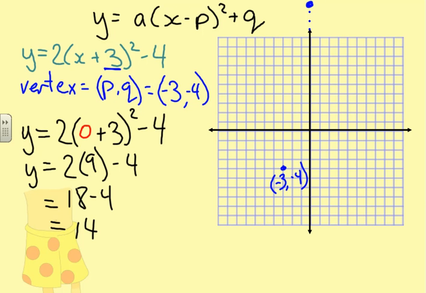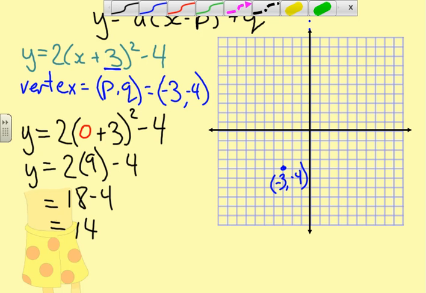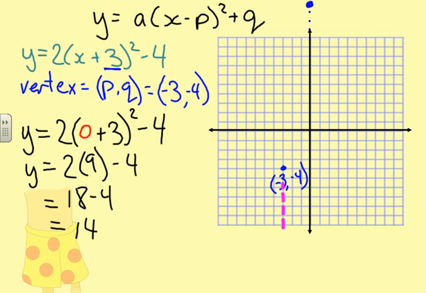Now we can make a second point from that by doing a reflection. First thing you need to do is find your axis of symmetry. The axis of symmetry is just a line going straight up and down through your vertex. That's my axis of symmetry, and it's going to be at x equals minus 3.